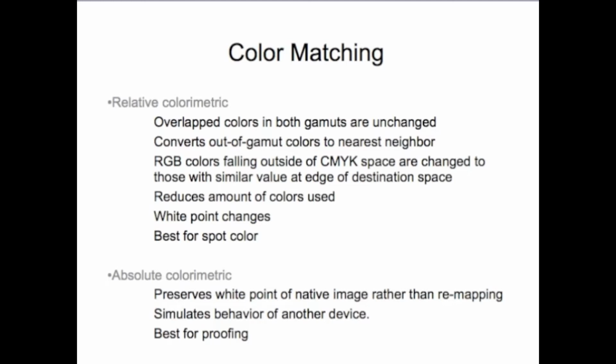Your white point changes, and colorimetric is best used for spot color. With absolute colorimetric, the white point itself does not get remapped when it moves into the smaller space. And it simulates the behavior of another device. It is best for proofing.